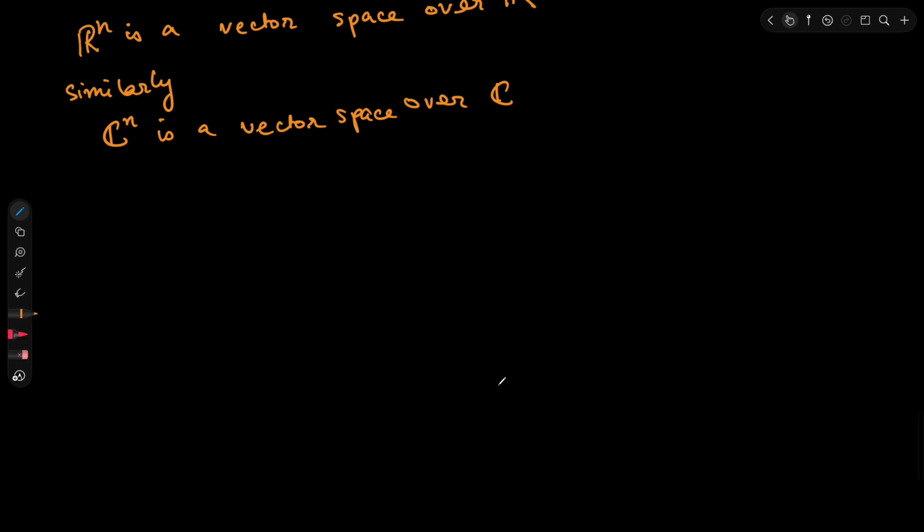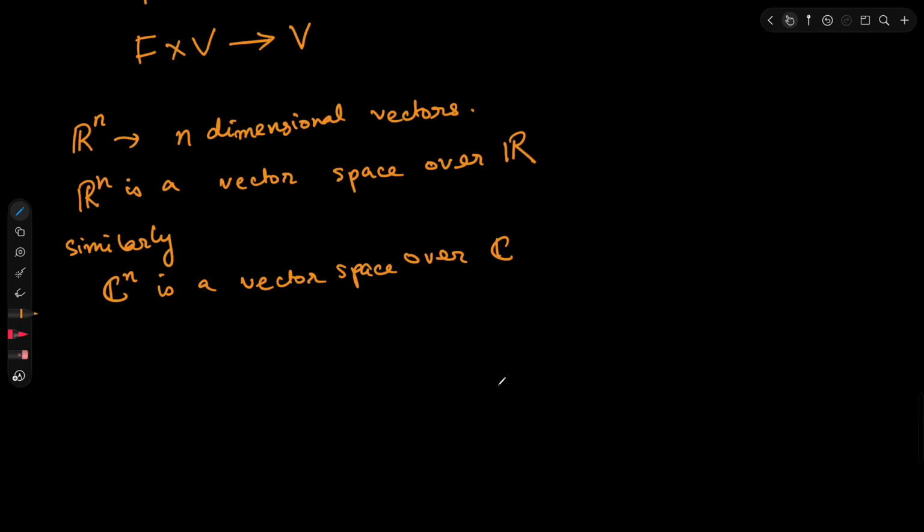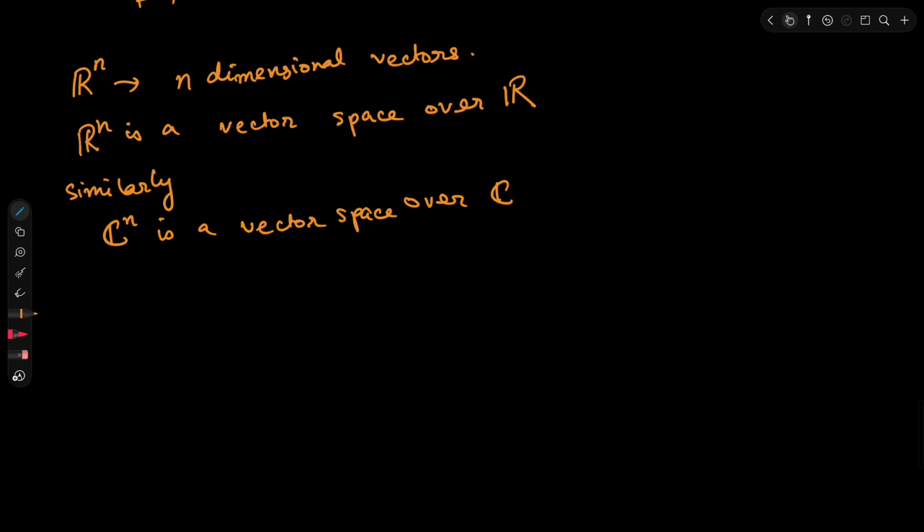So let's prove them. The properties which are satisfied by the vector space are the same as the ones which are satisfied by the field. So they are closed under addition, they are closed under scalar multiplication. Then there is an additive identity, there will be an additive inverse, there will be distributivity, there will be associativity, and there will be an identity scalar. So that is one part.